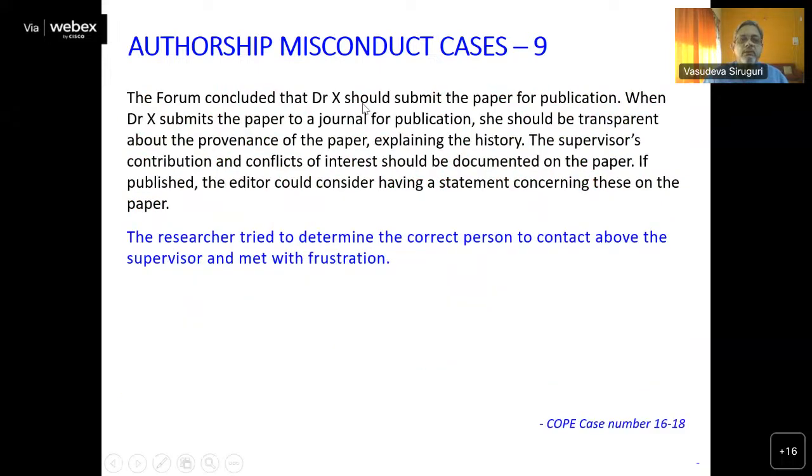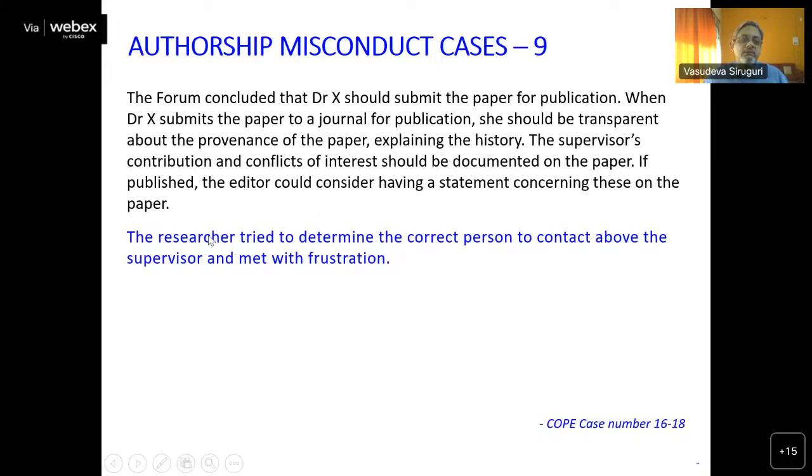So the forum concluded that person X should submit the paper for publication, and when they submit the paper to a journal, she should be transparent about the provenance of the paper. What do you mean by provenance of the paper? All the back history of that paper. Okay. So the supervisor's contribution and conflict of interest should also be documented, and if published, the editor should consider having a statement concerning the view on the paper.